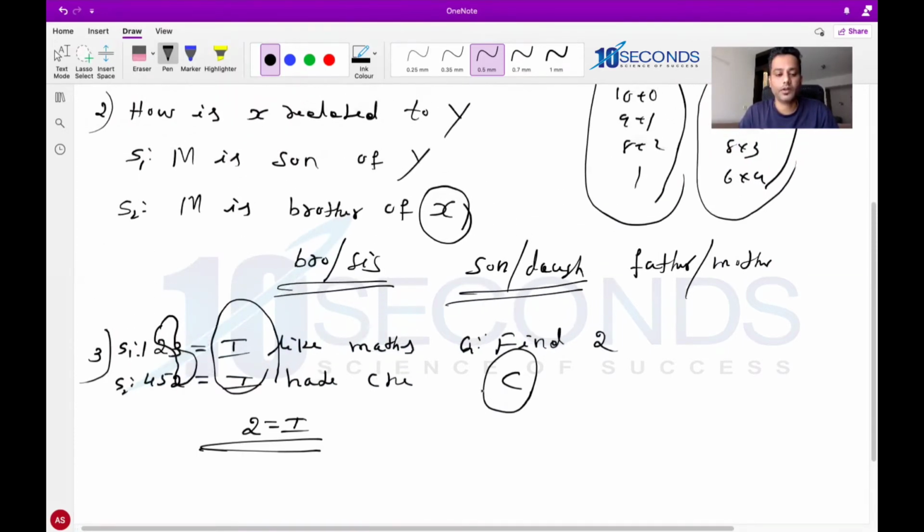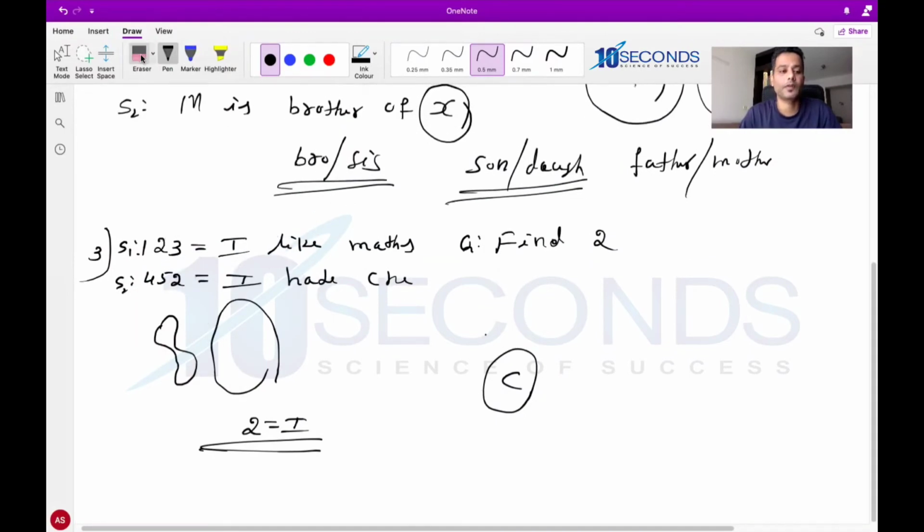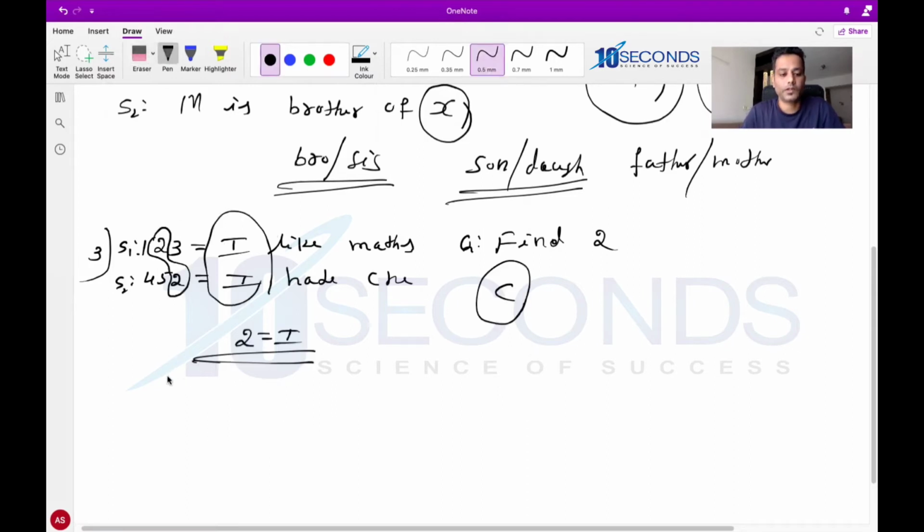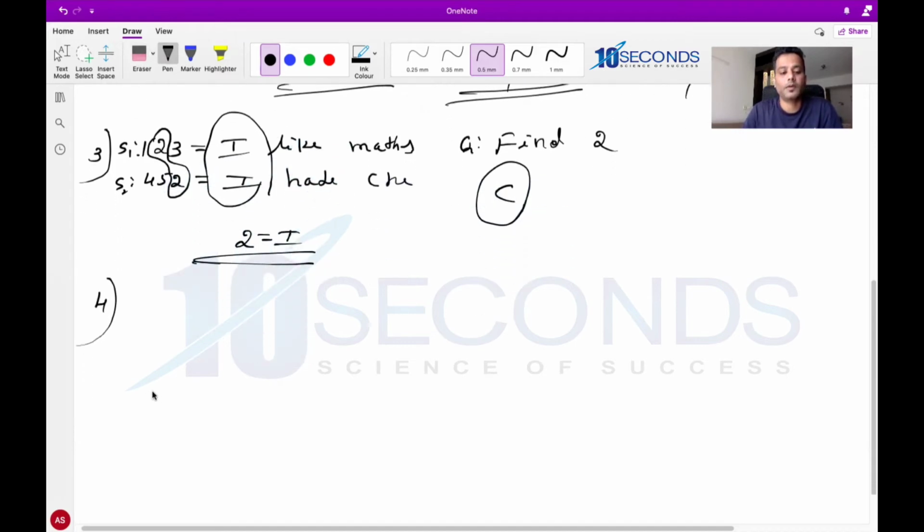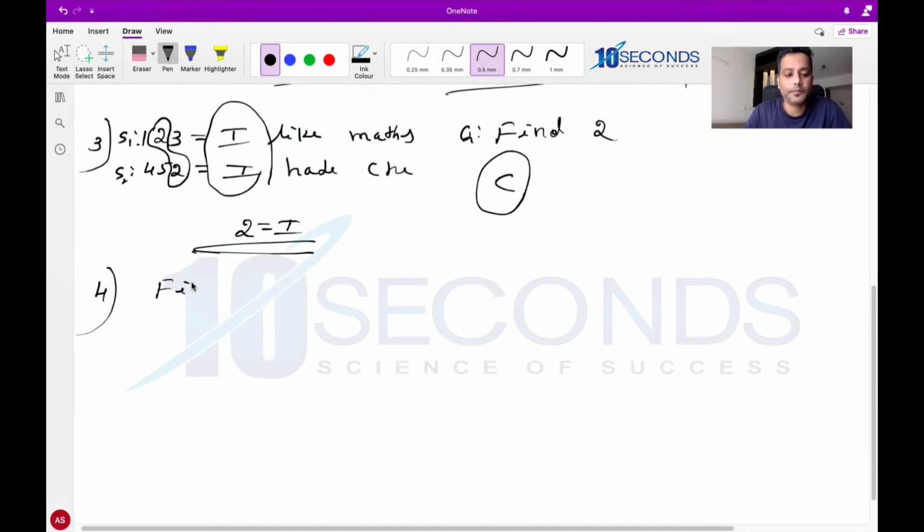Okay. And the next one, the fourth one. Find sum of 2 numbers.